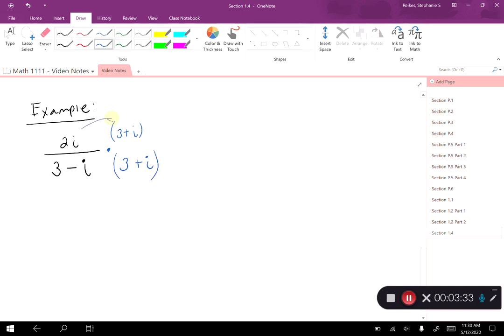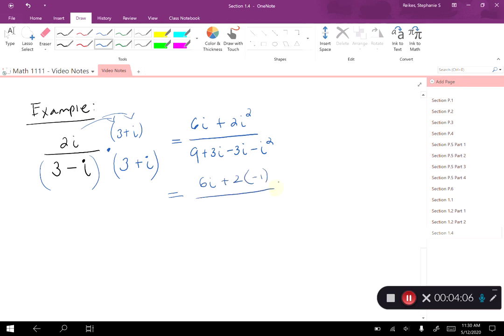So on top here, I'm going to have to distribute. I'm going to get 6i plus 2i squared, all divided by, and on the bottom, I'm going to need to FOIL. So I'm going to have 9 plus 3i minus 3i minus i squared. Next, I'm going to gather any like terms I can, and remember, replace i squared with -1. So on top, I have 6i plus 2 times -1, all divided by 9. And then I see my 3i and minus 3i are going to cancel out.